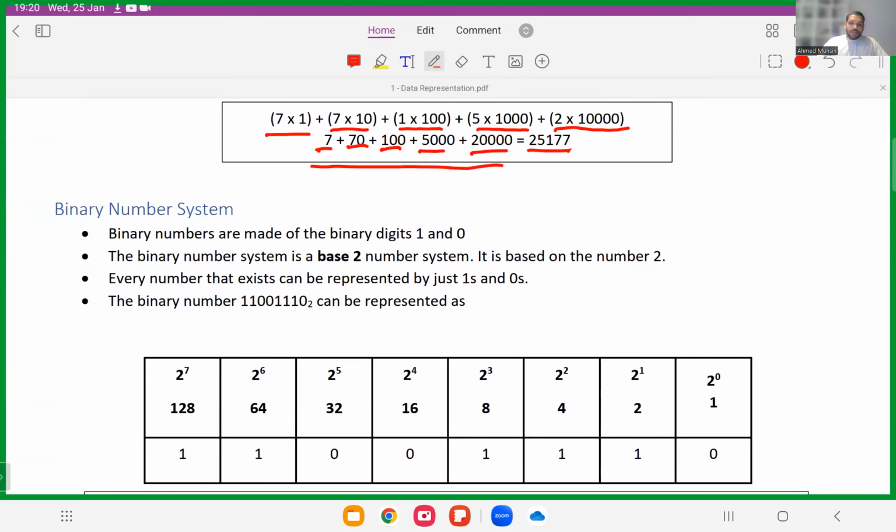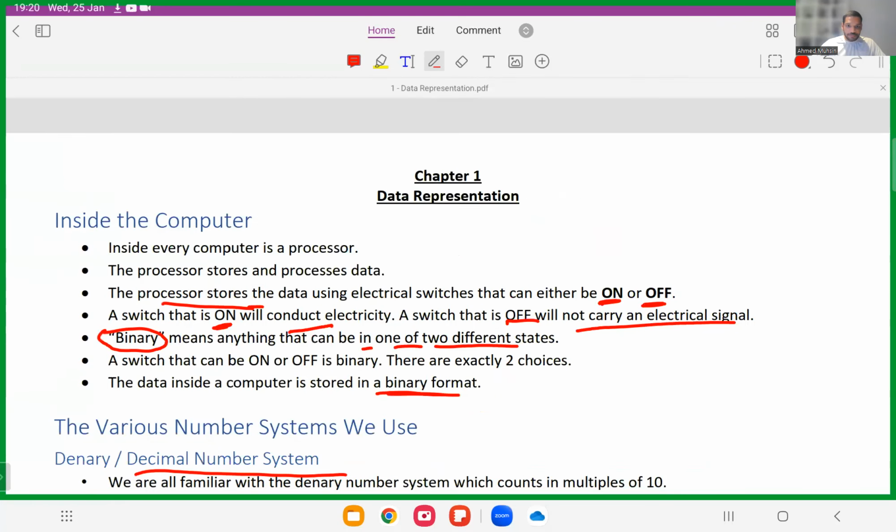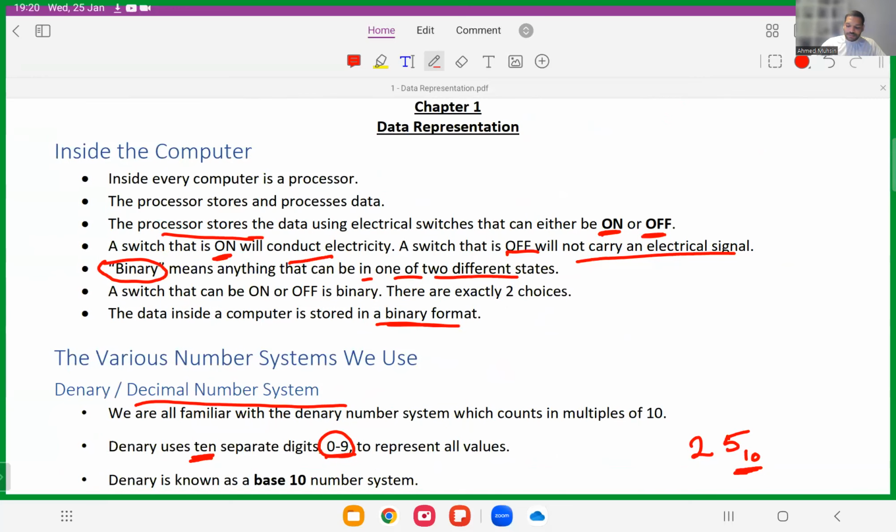At the beginning, when we spoke about what is inside the computer, I told you the binary number system has two states. In the computer, data is stored in the form of electrical switches, and these switches can either be on or off. That is how we came to call it binary, where it can be in two states.